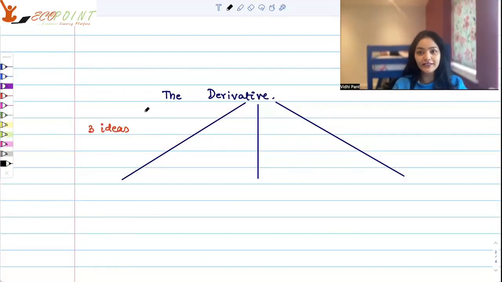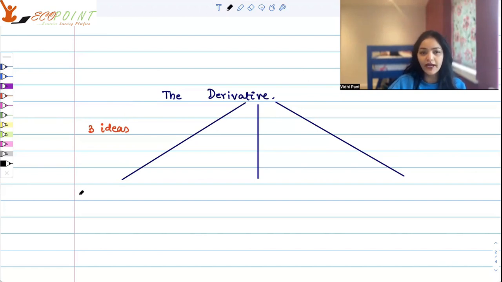So today we are starting the topic of derivatives. And to get this concept in a very wholesome manner, I'm going to give you three ideas behind it. So I'm going to make use of three different ideas to the same thing, the concept of derivatives. So what are these three ideas that I'm talking about?